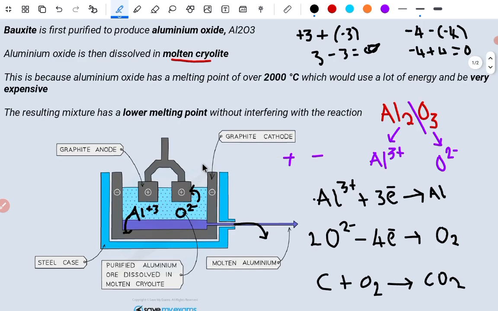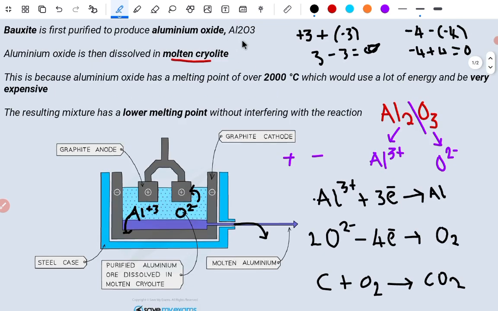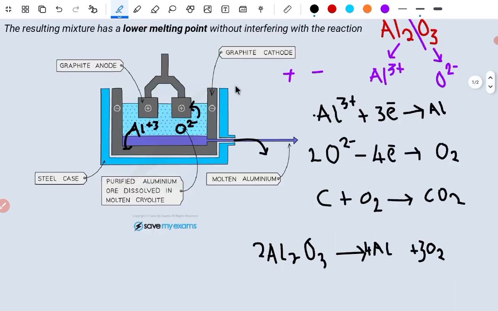We've explained quite a lot of things. We were talking about extraction of aluminium from bauxite. We went over to explain how everything is added and the reactions that are taking place at the cathode. So this one is taking place at the cathode, and then the reaction that takes place at the anode is this one.